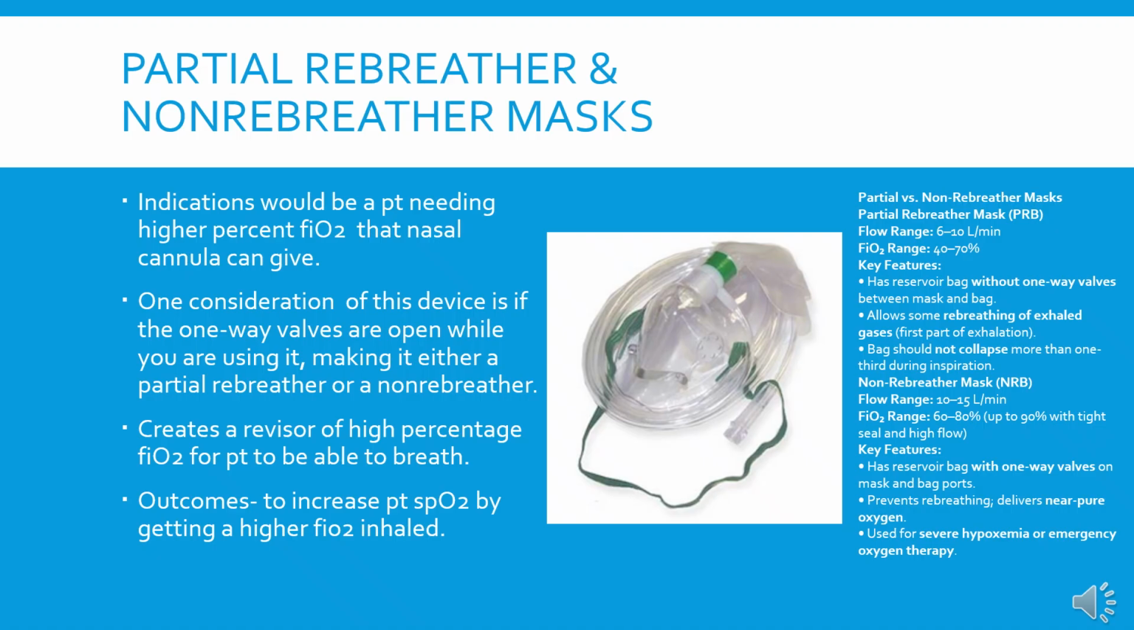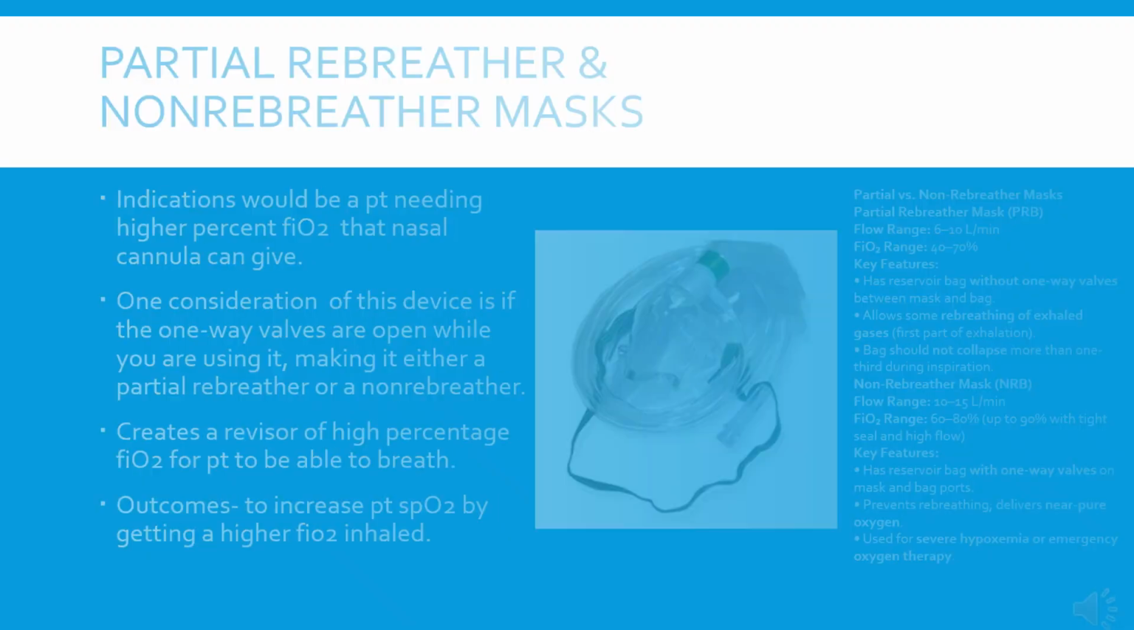Partial versus non-rebreather mask. Partial rebreather mask flow range from 6 to 10 liters per minute. They range FiO2s from 40 to 70%. And then the flow range for the non-rebreather is 10 to 15 liters with an FiO2 range of 60 to 80%, up to 90% with tight seal and high flow. And yeah, that's it for the mask.